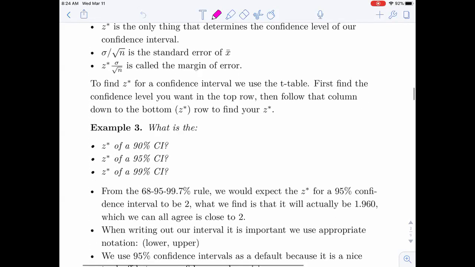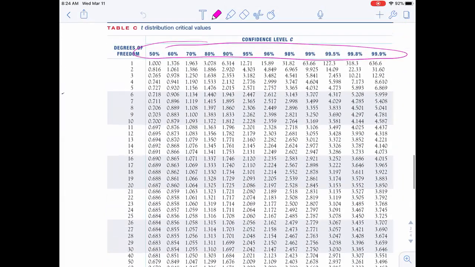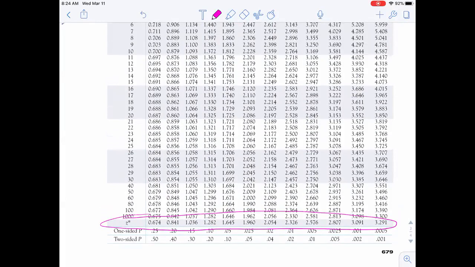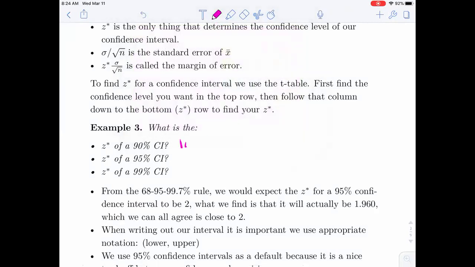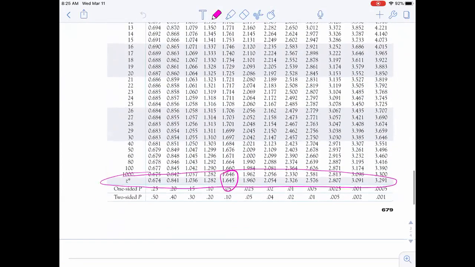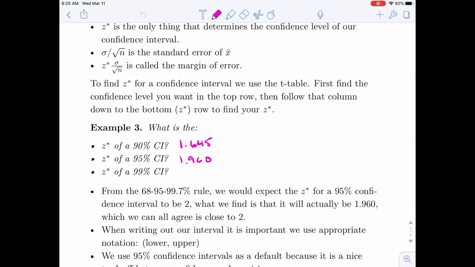Let's find the Z star for a 90% confidence interval. If we go back here to the table, so you've got your table. If you start at 90%, that's here. Then my Z star should be 1.645. Z star for a 95% confidence interval, we actually found it last day, right? 1.960. But we can confirm it, right? Should be the one over 1.960. And I should have checked what the next one was we wanted. A 99% confidence interval. A confidence interval we'll just abbreviate CI.